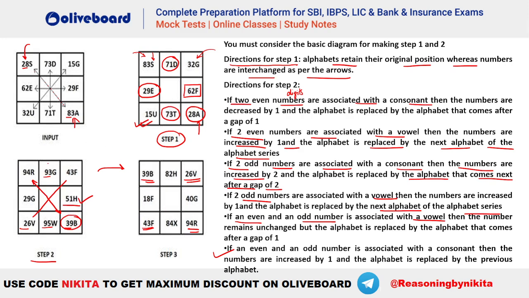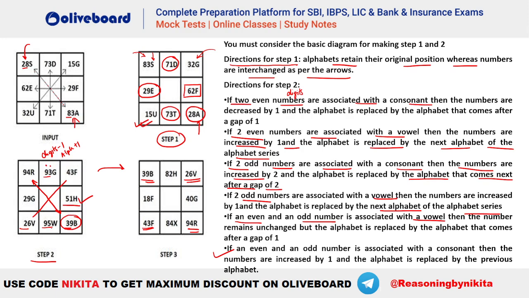So 9 minus 1 gives you an 8 and 3 minus 1 gives you a 2. So here we have done digits minus 1, right? Digits minus 1 has been done and alphabet plus 1. You can see G plus 1 gives you an H, 9 minus 1 gives you an 8, and 3 minus 1 gives you a 2. So digits minus 1 and alphabets plus 1.